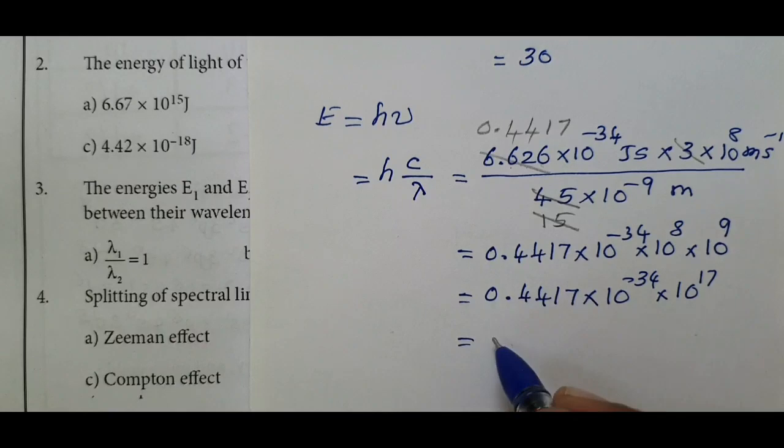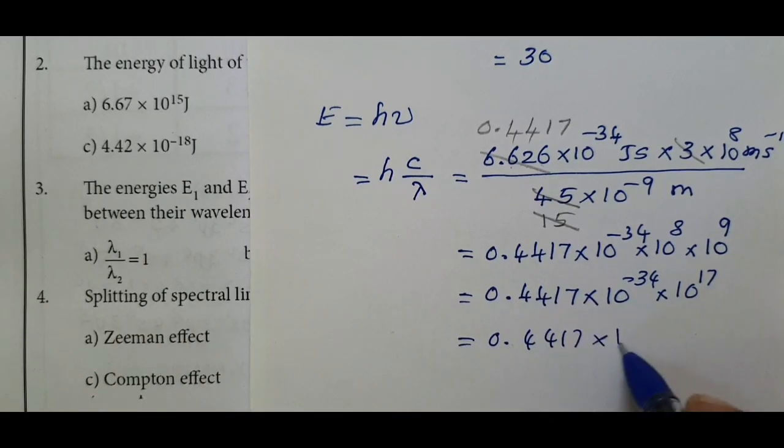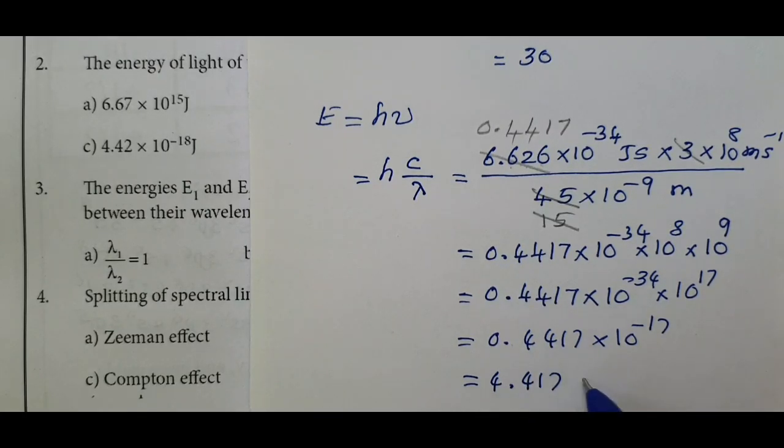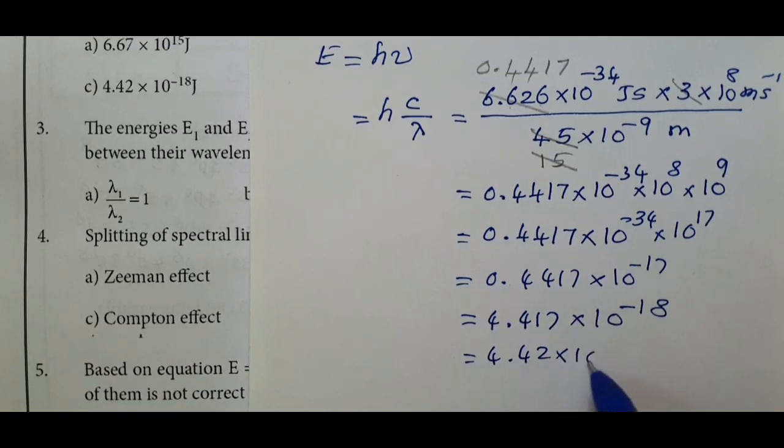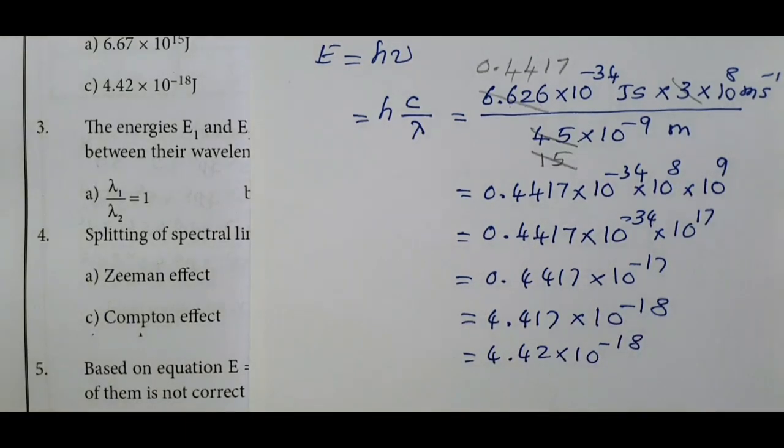So equal to 0.4417. When you add these two, you will get minus 17. Bring this point, 4.417 into 10 power minus 18. We can write this answer as 4.42 into 10 power minus 18.